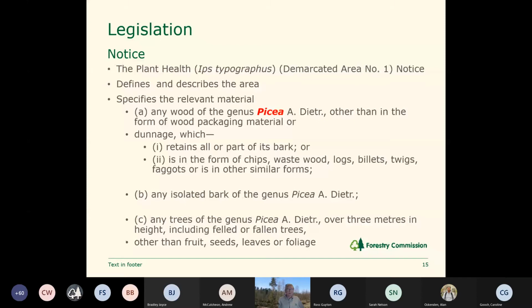It's explicit to all wood, bark, wood waste, and so on. And this last point, point C, is important because it includes trees over 3 metres in height, which brings Christmas trees under this control, although not the usual domestic cut Christmas trees, but rather the larger civic trees that are over 3 metres. And that's because trees under 3 metres are deemed to not be sufficient to host the material. They're certainly not large enough for any breeding populations to establish.